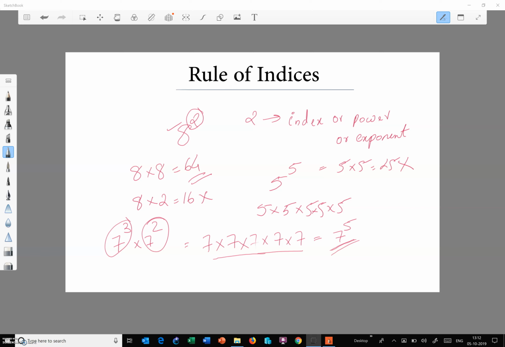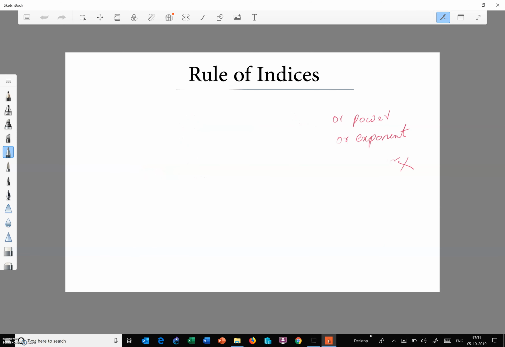Since it is a simple question, it was easy to answer, but what if the question is 7 raised to 80 times 7 raised to 50? In such cases, expanding each term out to its full form is a bit challenging, and for that we need to know certain rules of indices. So the first rule says x to the power m times x to the power n equals x to the power m plus n.